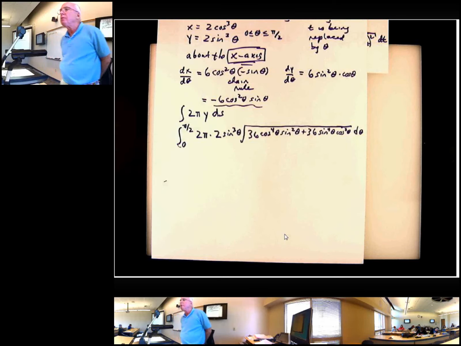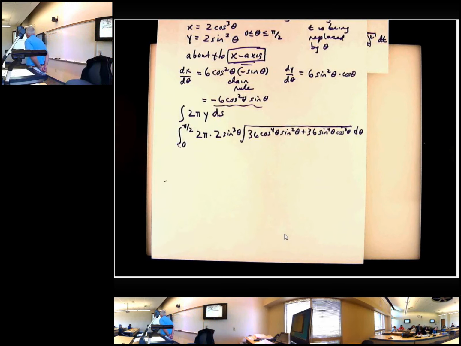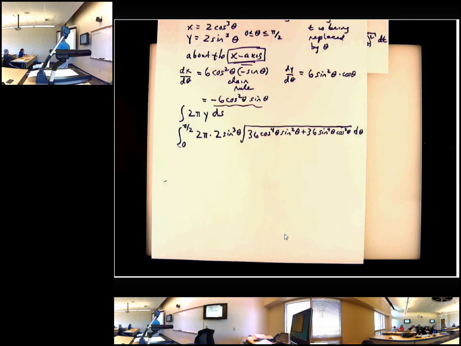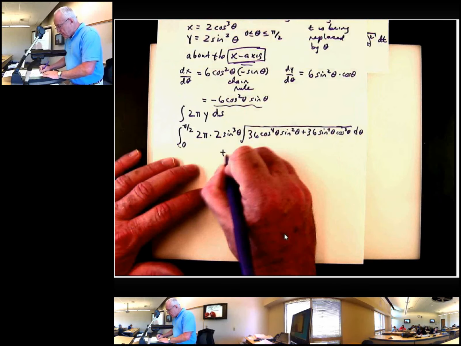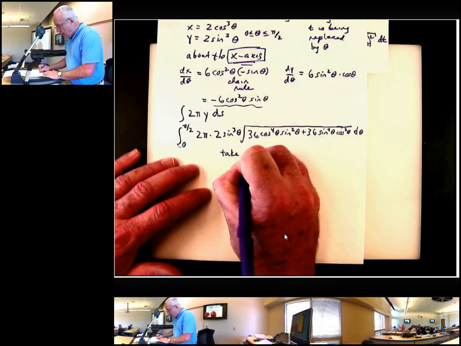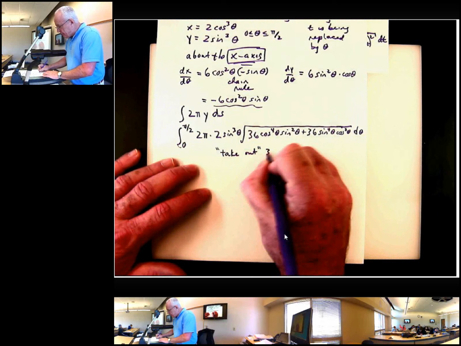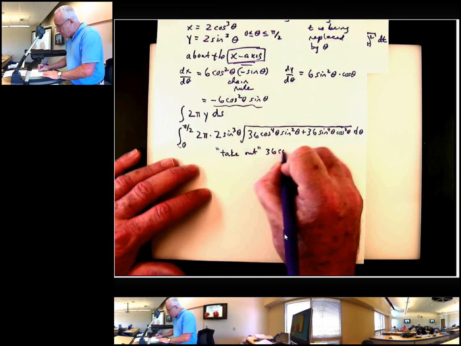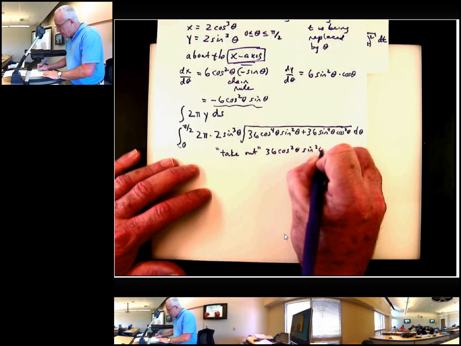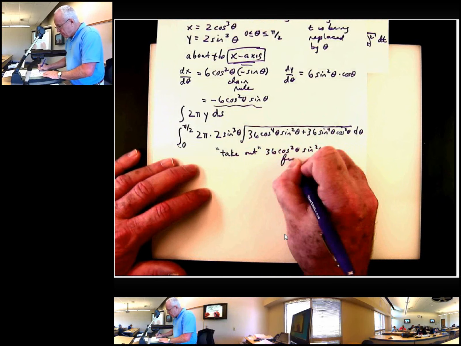Well, what can we do here with this radical? Yeah, we can take out a 36. We've got a cosine squared that's common to both terms, and we have a sine squared that's common to both terms. All right, so let's take out, I'll put that in quotes, 36 cosine squared theta, sine squared theta from under the radical.